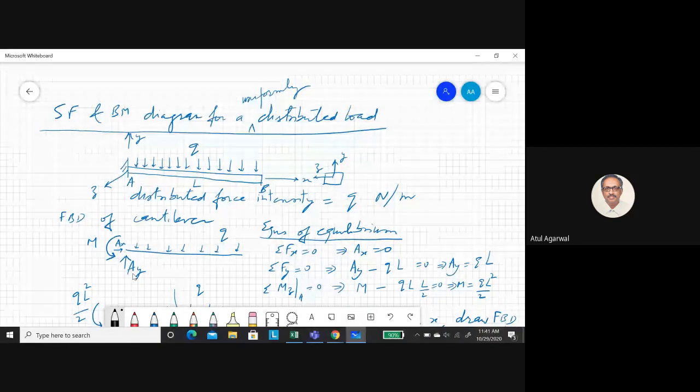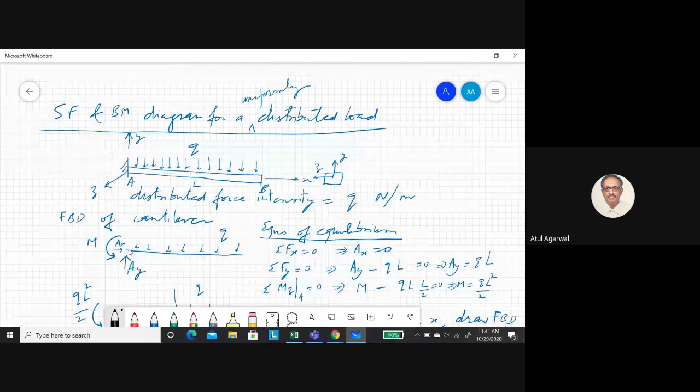So forces in y direction are 0. So there is a vertical force Ay, and because of this distributed load, there is a force minus QL. Sum of these two is 0. So your vertical force Ay, your reaction force, is Q into L. You take moment about point A.